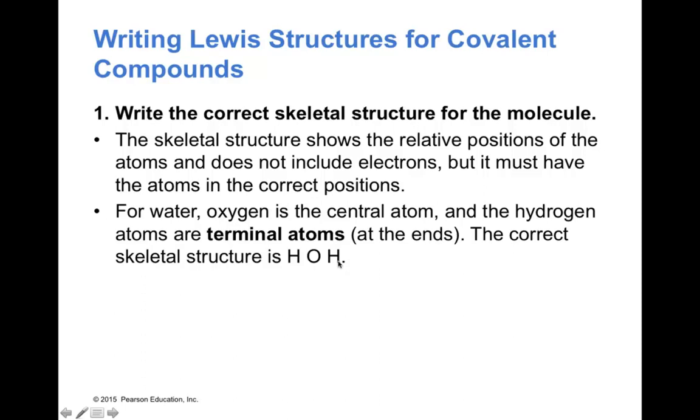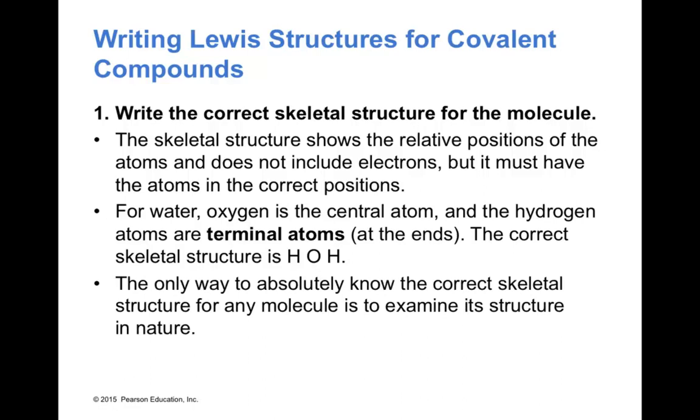Another hint is that it's like Lego. The piece of Lego that can create more bonds, you're going to put in the middle, because oxygen has 6 valence electrons. So we have 2 lone pairs and 2 single electrons that can create 2 more bonds. While hydrogen is from family 1, so hydrogen can create just 1 bond. That's why hydrogen can't be in the middle of the molecule. So that's why oxygen is in the middle and hydrogen is going to be at the ends. The only way to absolutely know the correct skeletal structure for any molecule is to examine its structure in nature.